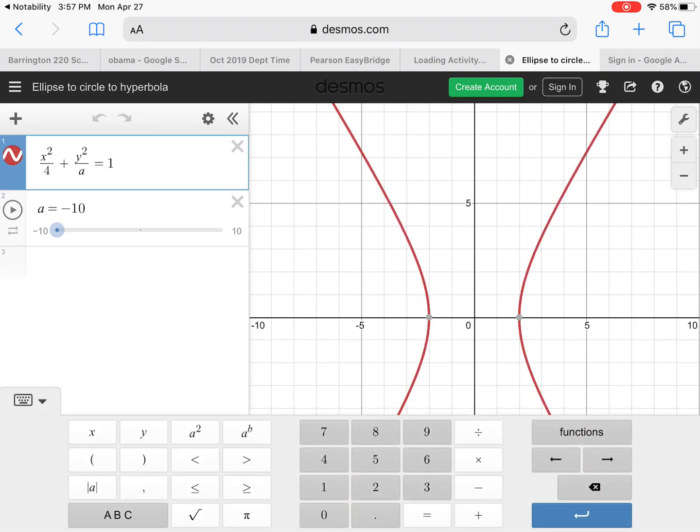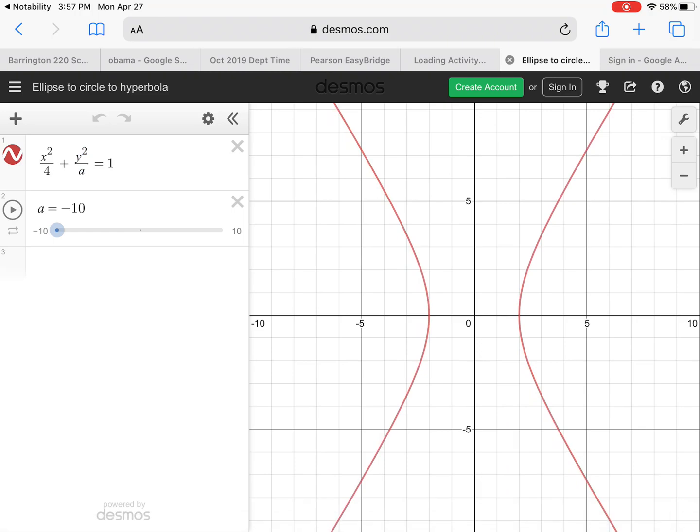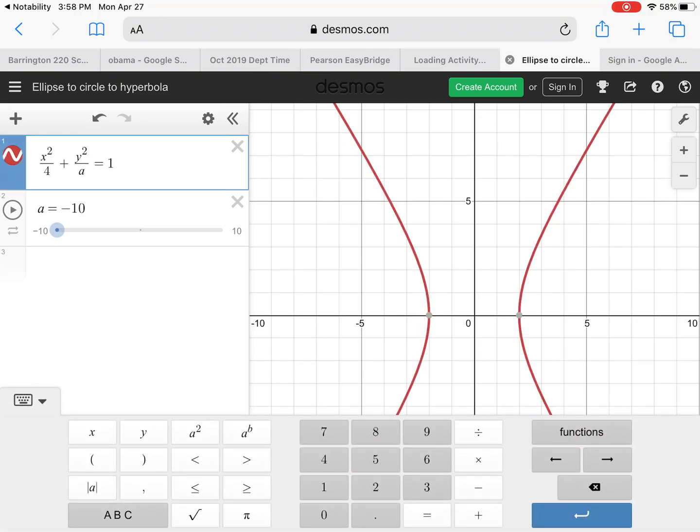First of all, notice the equation that we have up here. This looks very much like the equation of an ellipse. We can see that it says equals 1, just like an ellipse. We can see the fraction here, the x squared over something plus y squared over something, just like an ellipse. However, you notice that what's showing here in the graph is not an ellipse. This is what we call a hyperbola. And it has to do with this value down here, this a value.